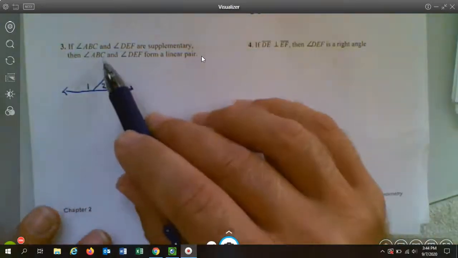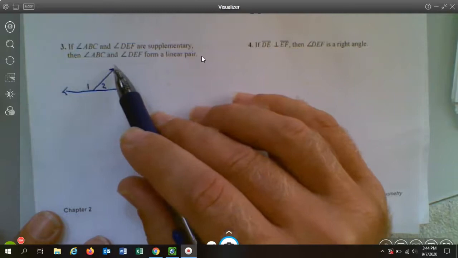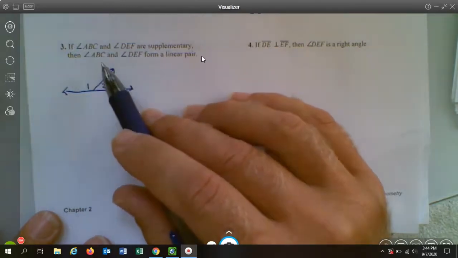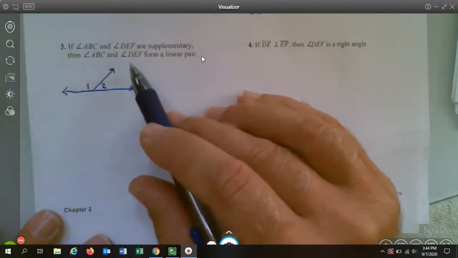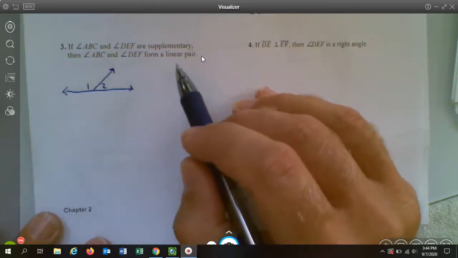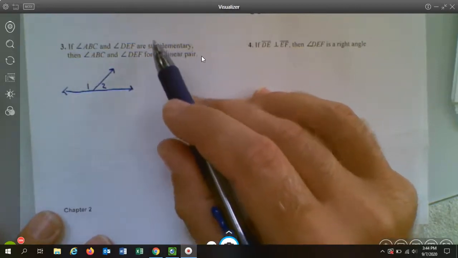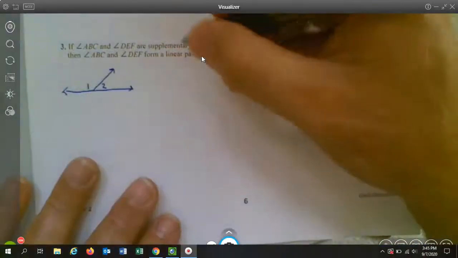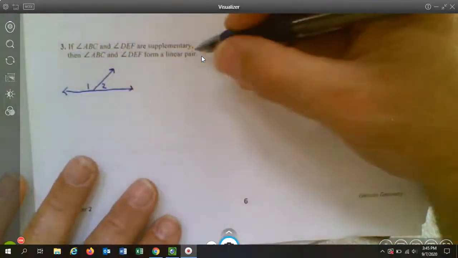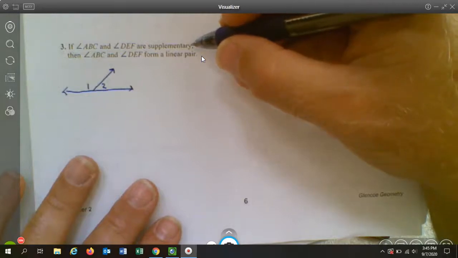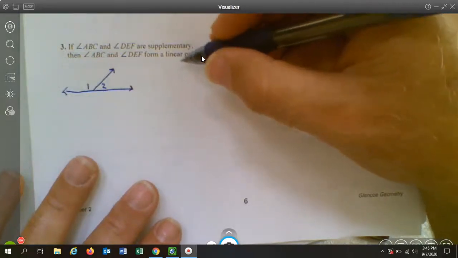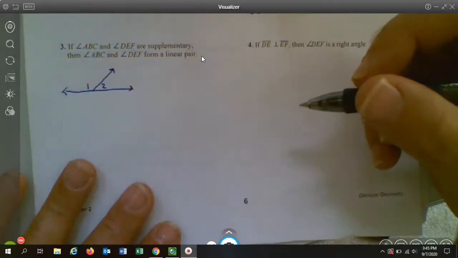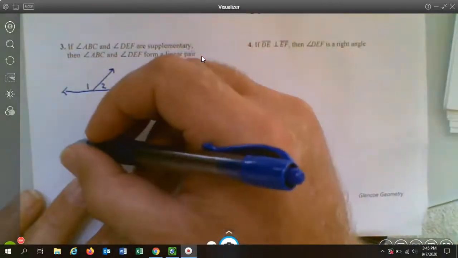So can you think of a counterexample or another way to draw this to where ABC and DEF are not a linear pair, but they're still supplementary? They still add to 180. So I have to keep the given information intact. This still has to be true, but this, the conclusion, is no longer true. What if we drew it this way?